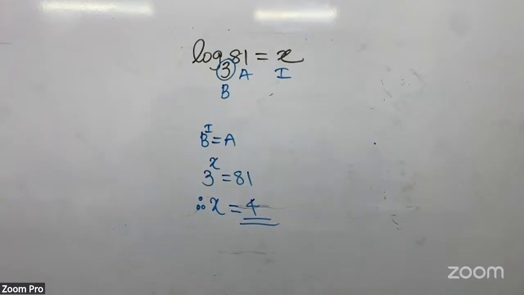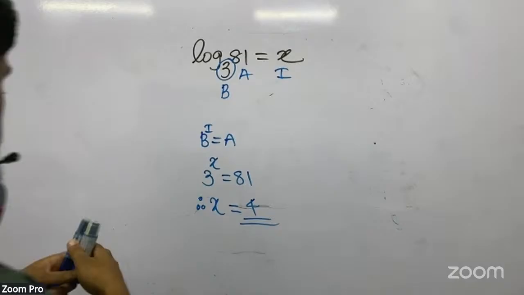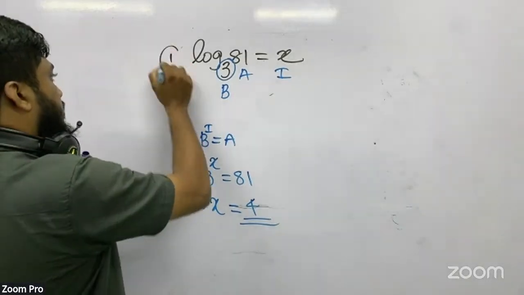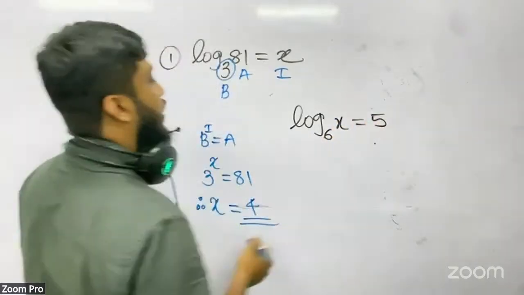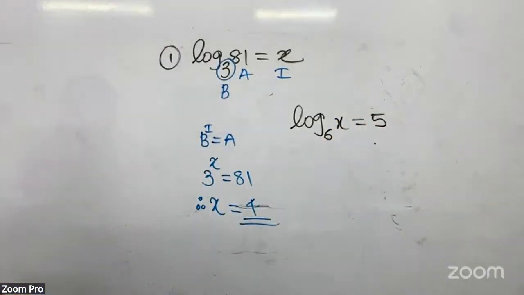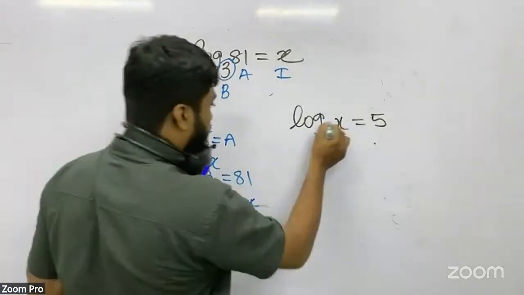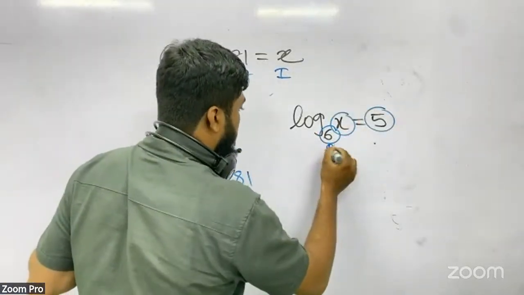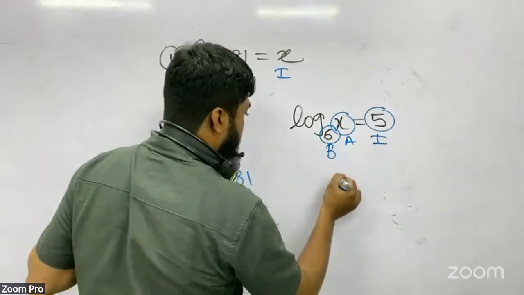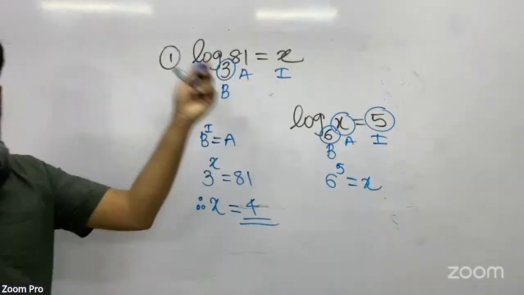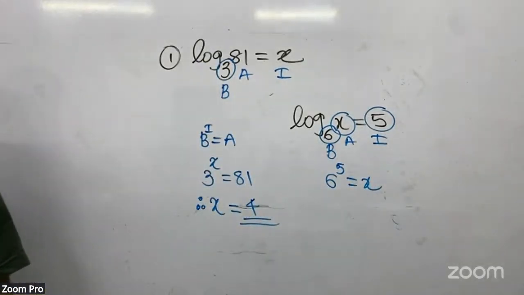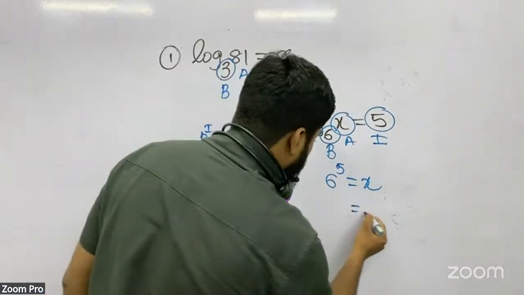Okay, now see the next one: log 6 of x equals 5. This is the second question. What can I write here? Log by. The base is 6, the index is 5, the answer is x. 6 to which power is x?